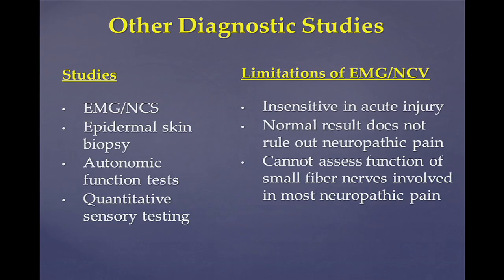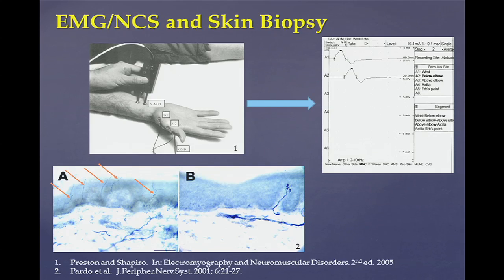We can do tests of the autonomic nervous system, and we can do quantitative sensory testing, but this is more done in research practices. So what do some of these tests look like? This is an example of a nerve conduction study that's being performed on a patient. This is similar to what would be done also to look for carpal tunnel syndrome.